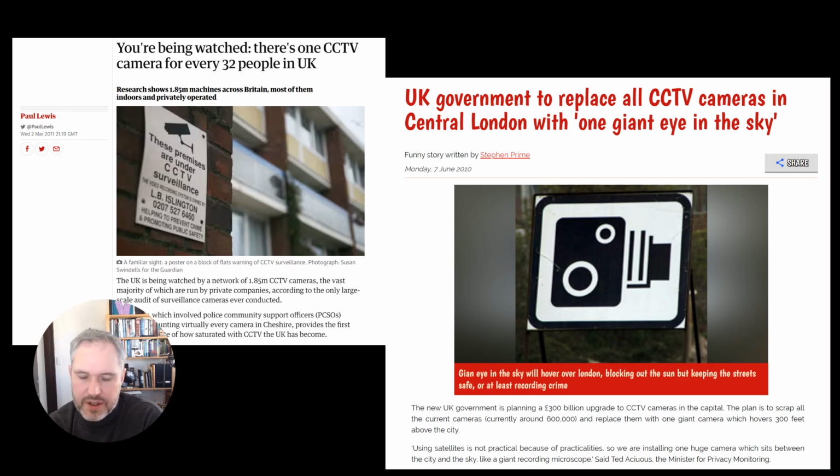Okay. But if you take the story itself and were to make it look more real, then people might be fooled by this story because there's some basis in truth. The story on the right is satire. It's actually got true facts in it. The new UK government is planning a £300 billion upgrade. This isn't true. However, there were plans at the time to spend money on CCTV camera upgrades. So there was a kernel of truth that had been blown up into satire.